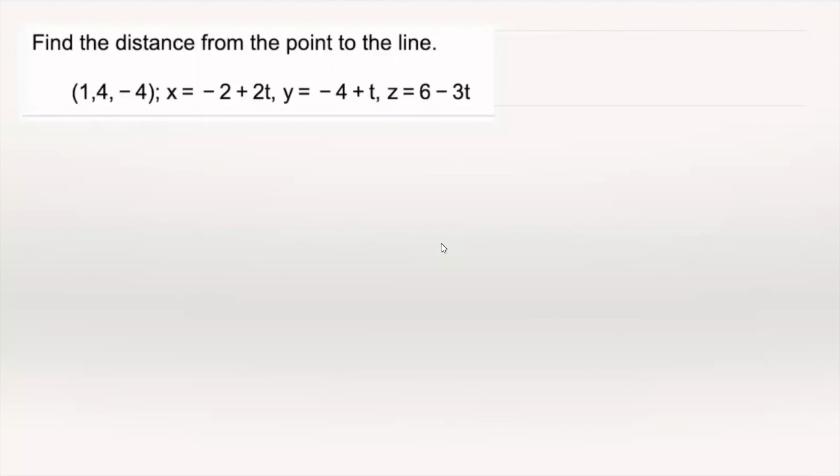Okay, and the last one we'll go over, the other most missed homework problem, is this one. Find the distance from this point to that line. Now, I think the main thing that might have thrown people off here is just that this line is not in vector form, it's in parametric form.